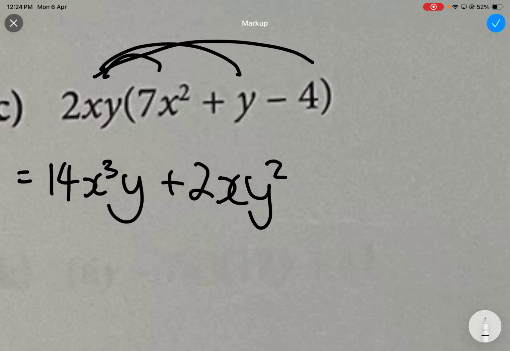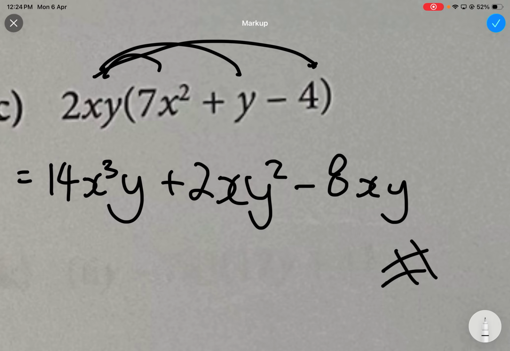Then lastly, 2xy times negative 4. Positive times negative, negative. 4 times 2, 8. xy. Cannot simplify further because x cubed y is different from xy squared is different from xy. So just leave this as the three terms.